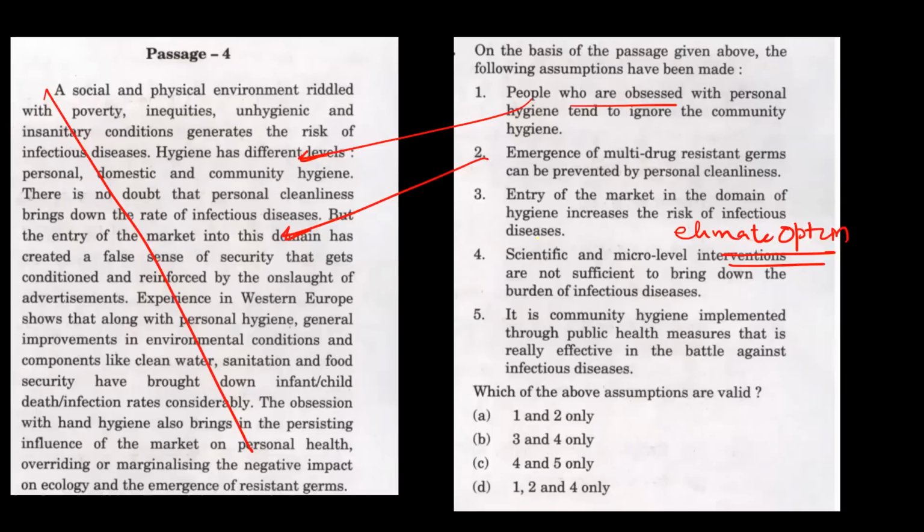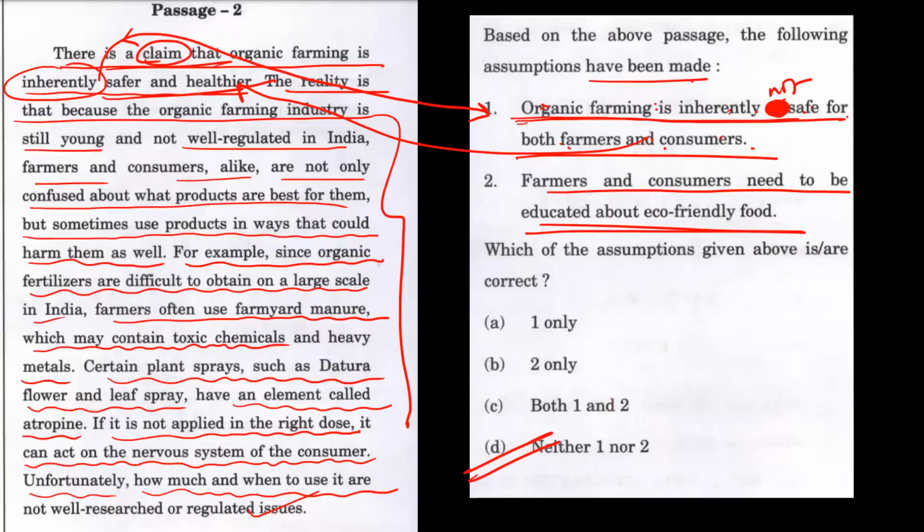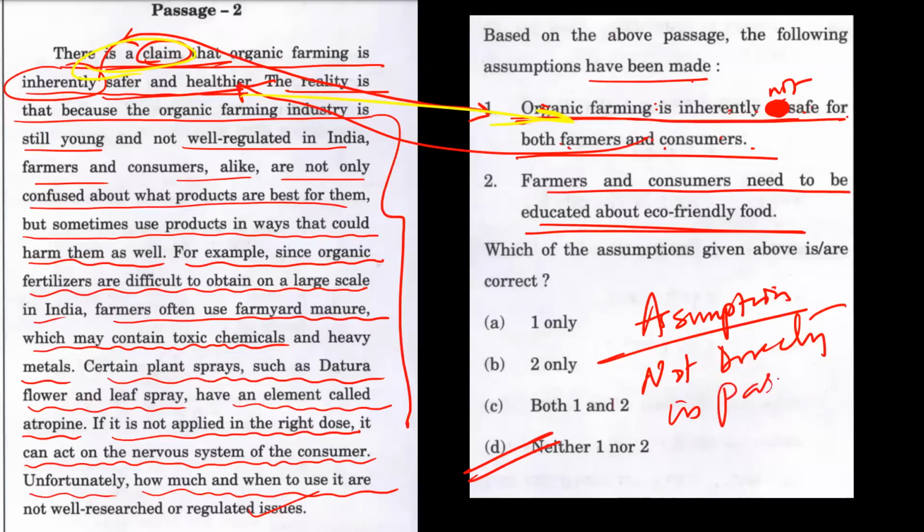You can see here, they are just picking one line and writing that. So be very cautious. Assumptions will never be written directly in the passage. Is this clear, guys? What is the meaning of assumption? It is not directly present in the passage. Just keep this in mind.